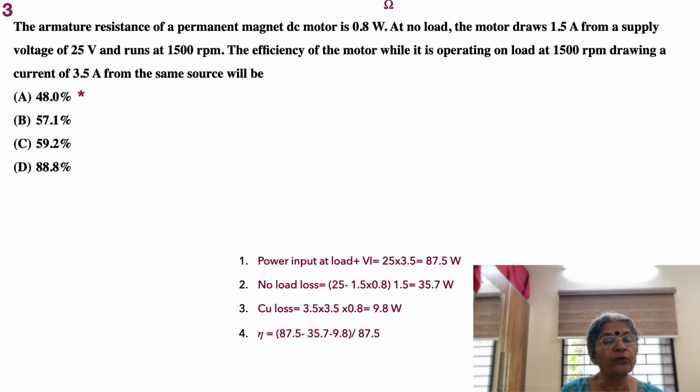Okay, and then what is happening is that there is a no load loss. What is that? There is a no load loss. For that we need to find out what is EB. What is EB at the time when no load was going on? So we have 25 minus 1.5 into 0.8 because of the armature resistance, and that is equal to EB multiplied by the current. That gives us 35.7 as the no load loss.